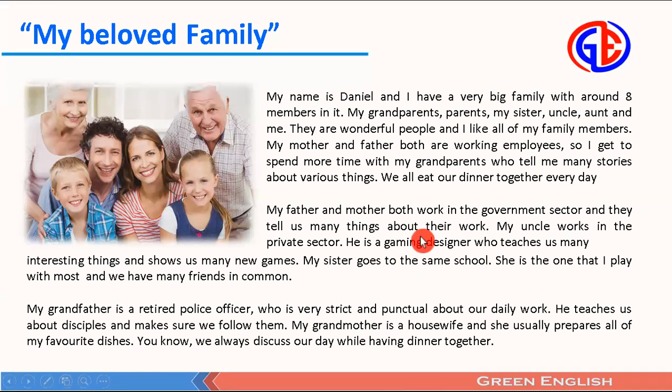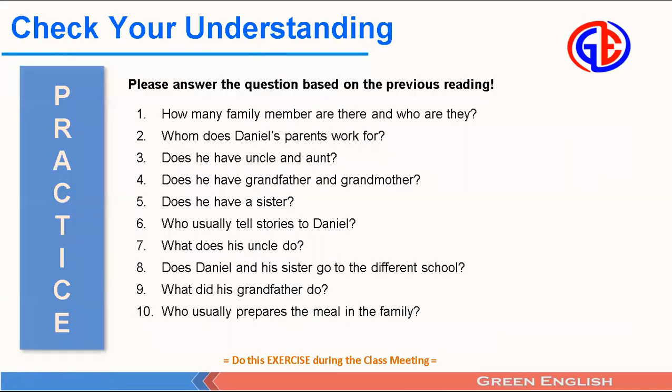Nanti setelah ini kita akan have a little exercise about the reading. Akan ada soal terkait dengan reading yang baru saja aku bacakan. These are the questions that you have to answer based on the text. Okay, let's see the first question.